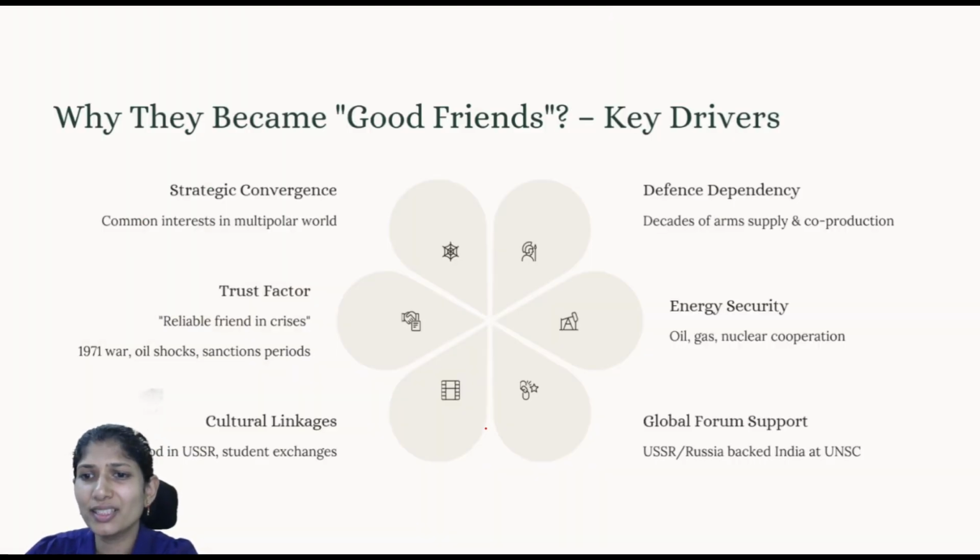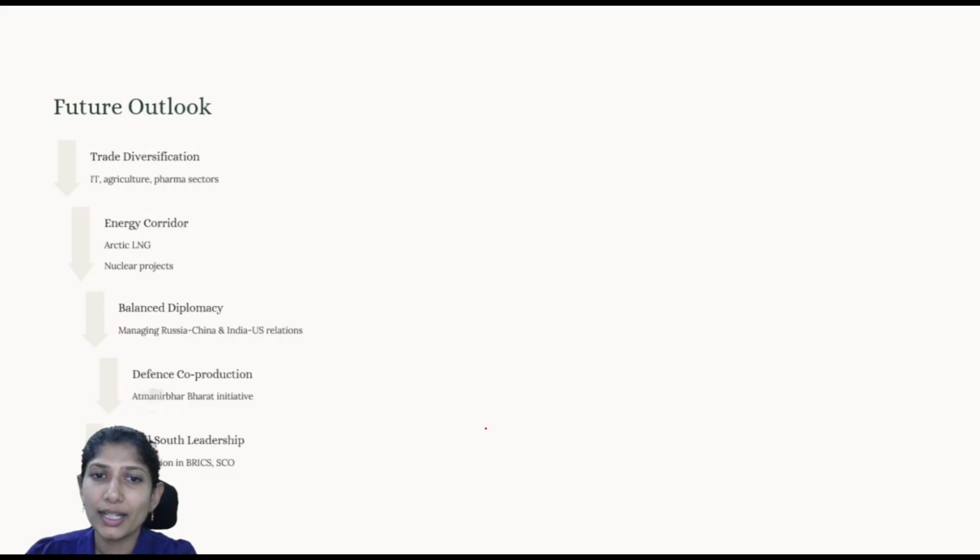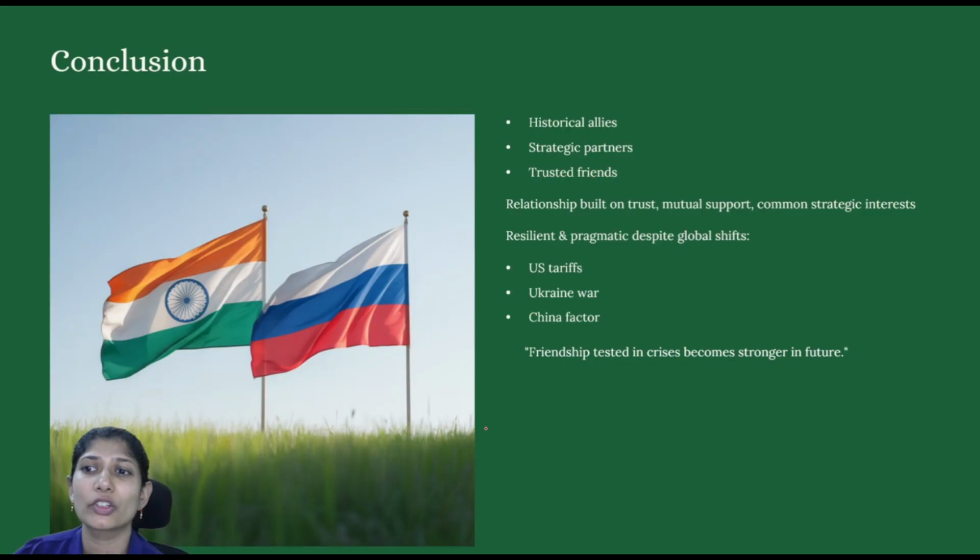So if you see the reasons why they became good friends, it is on all the factors: strategic factor, trust factor, cultural linkage, defense, energy, global forums. Yes, but with respect to the challenges, one is balancing ties with the West and Russia. We discussed that. Another thing is managing the trade deficit. Another is financial logistical challenges also, right? And with respect to trade diversification, with respect to IT, agriculture, pharma sectors, and bringing more energy corridors, bringing more defense co-productions, and trying to be on the lines of global South leadership.